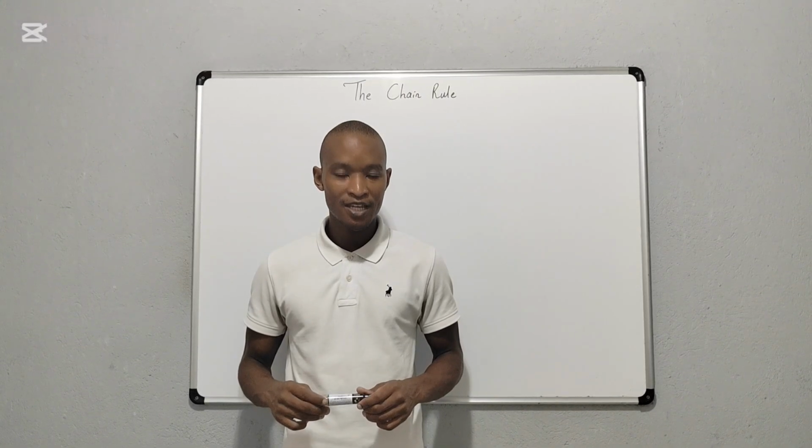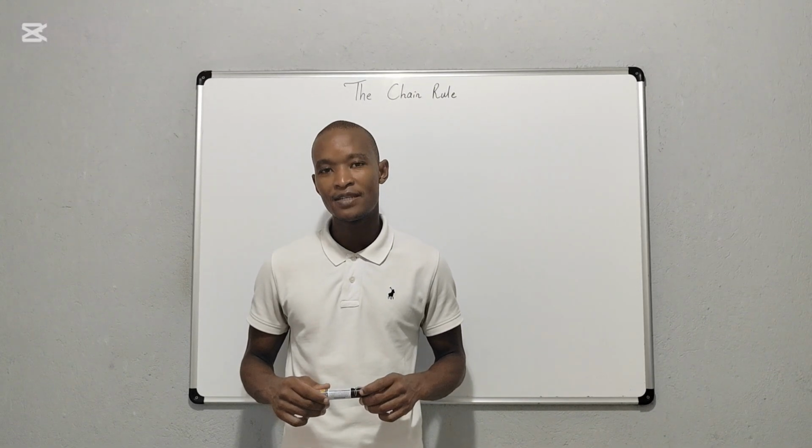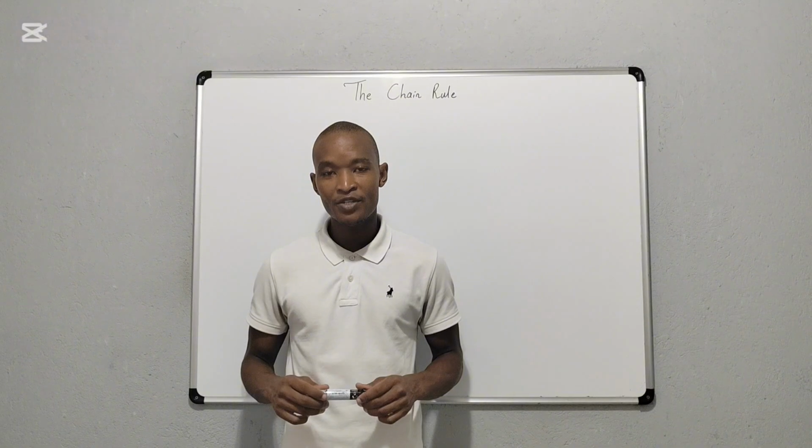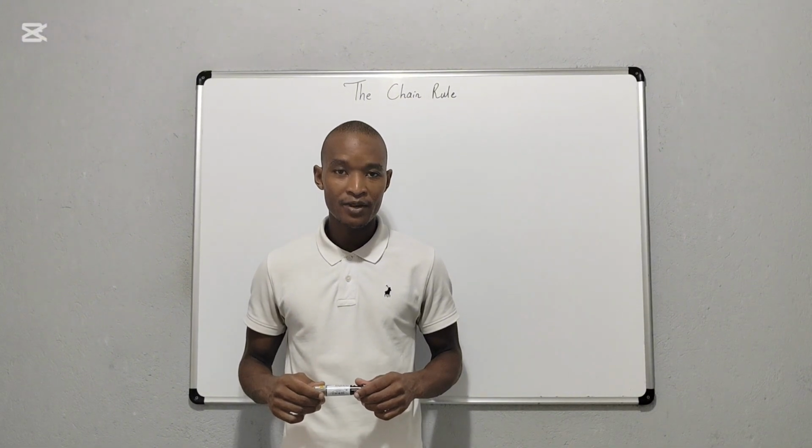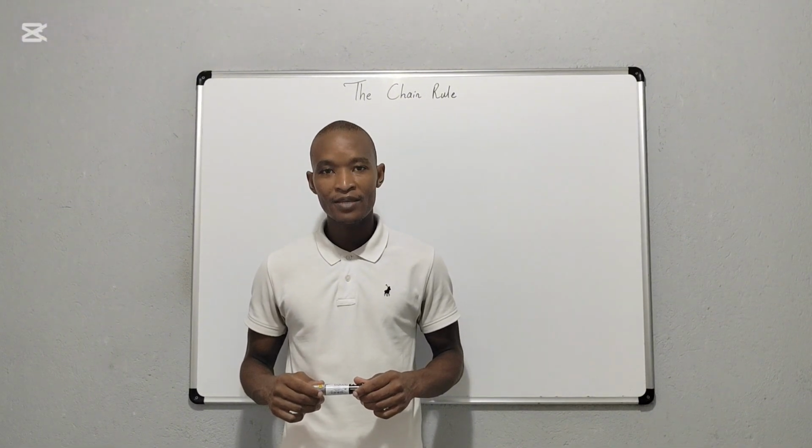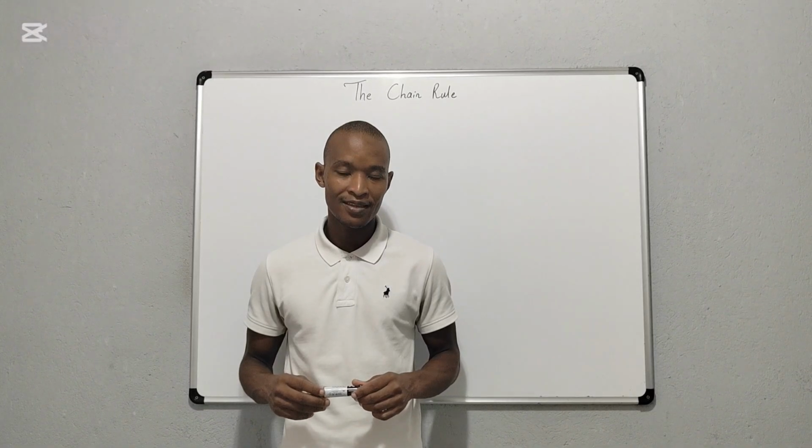The Scottish mathematician James Gregory, who lived in the 1600s, was the first person to formulate the chain rule, and credit to him for helping the mathematics community in this way.